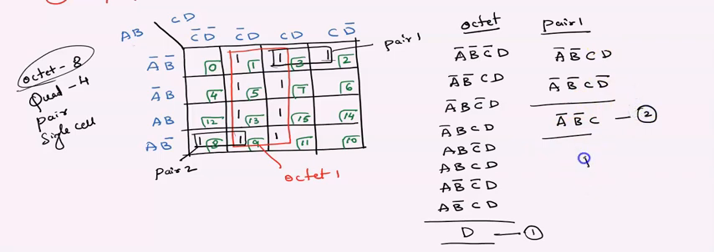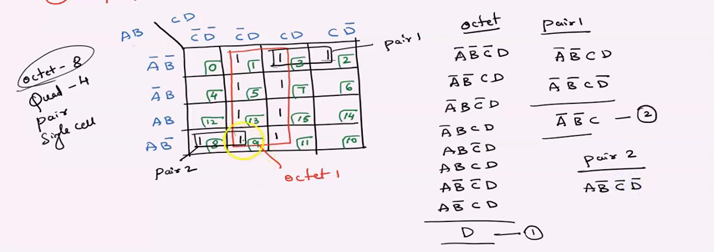Now come back to pair 2. This is my pair 1 and now pair 2. What is pair 2? As you can see, this 1 and 1 is my pair 2. Where does it lie? It lies in the fourth row, first column. So this one belongs to A, B complement in this row and this column. What is this column? C complement, D complement.